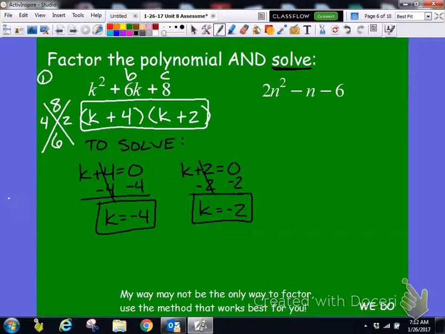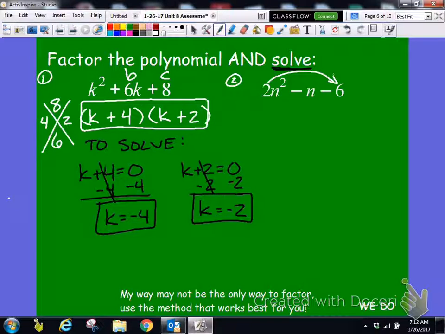Now, looking at my next problem, we're going to call problem number 2. I have to notice that the leading coefficient of n squared is greater than 1. Therefore, my a is greater than 1. So, there's a couple ways I can go about solving this one. The way I'm going to approach it is slide, divide, bottoms up. So I'm going to start by sliding my 2 over to the 6th and multiplying.